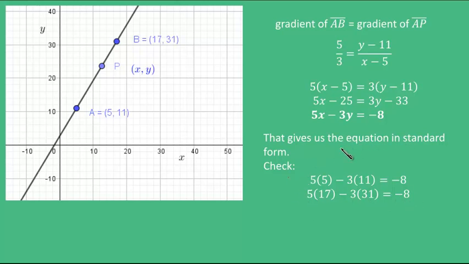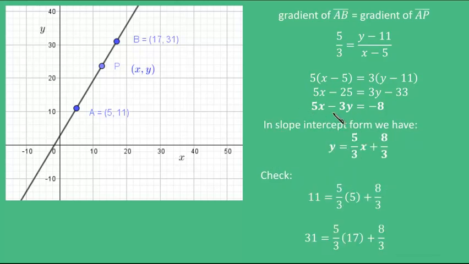Now we have this equation in standard form. Let's express it in the slope-intercept form. This is where we left off, in standard form, and it should not be hard for you to make y the subject of this formula. If you make y the subject, you get y equals 5/3 x plus 8/3. If you have some difficulty with this, you need to review how to make any particular variable the subject of an equation. You can check by placing 5 here and you should get 11. Place 17 here and you should get 31. Okay, so I think this should be clear enough.